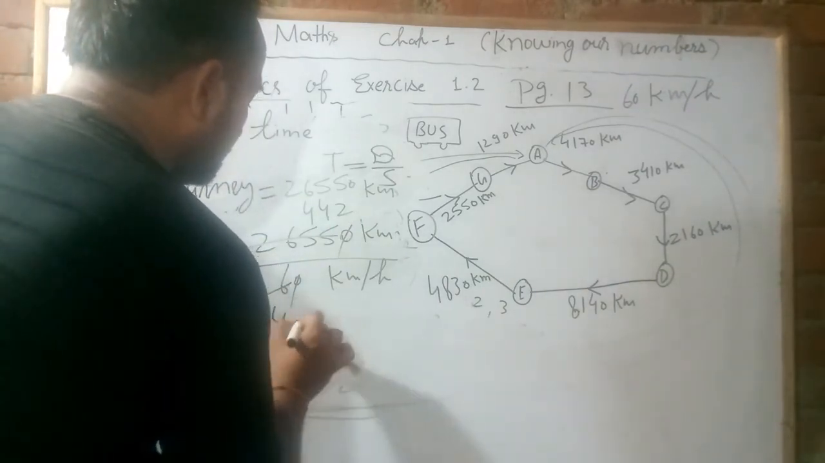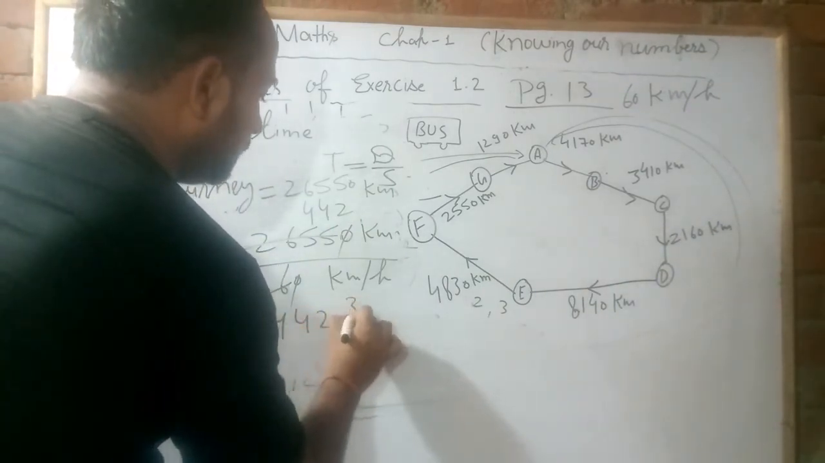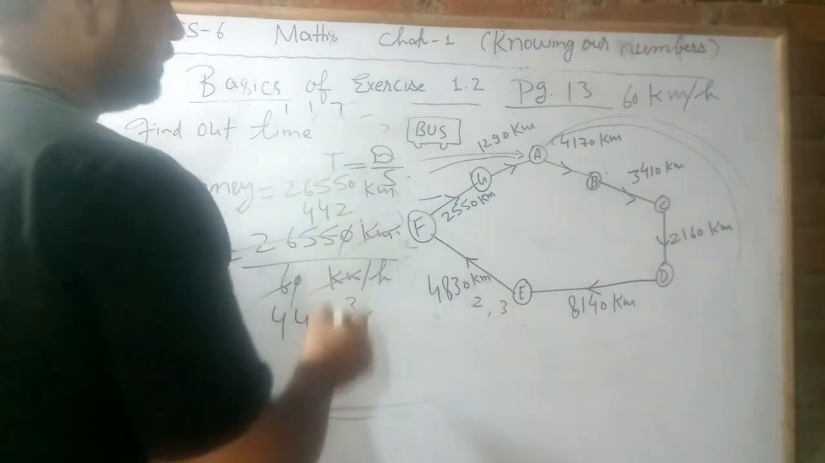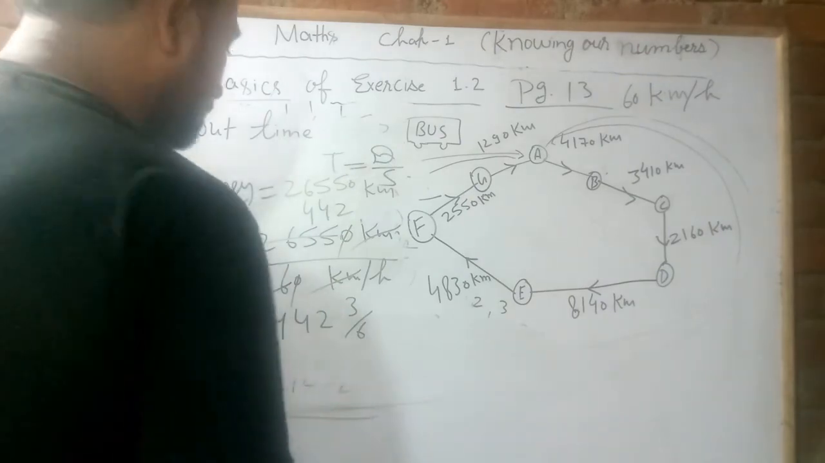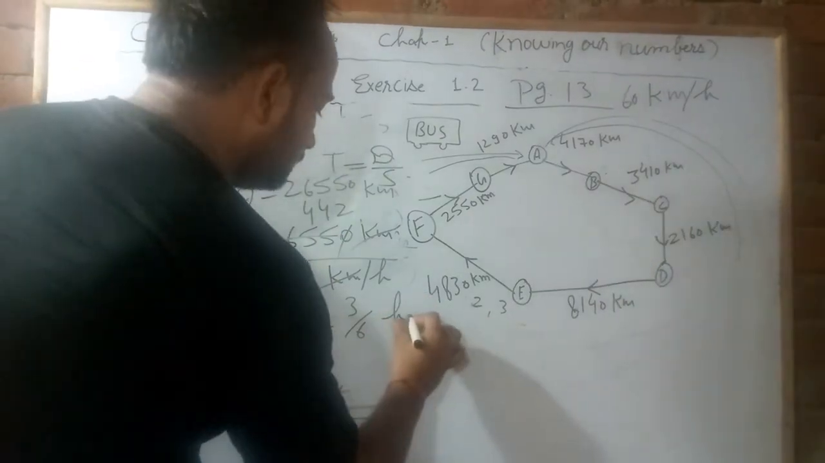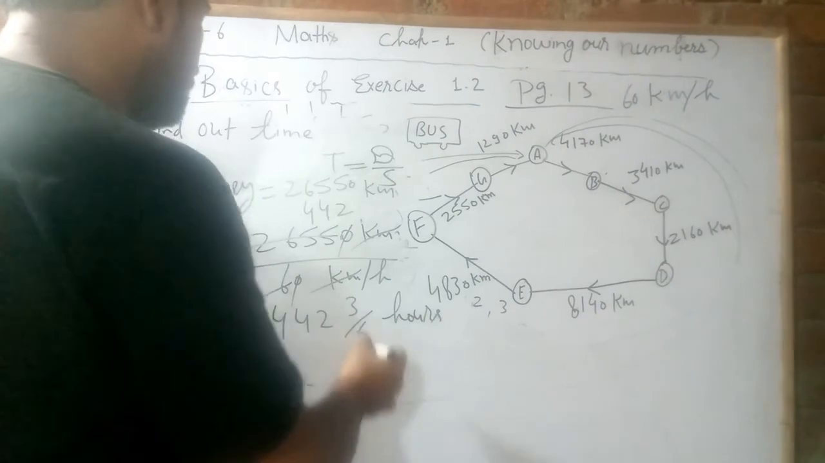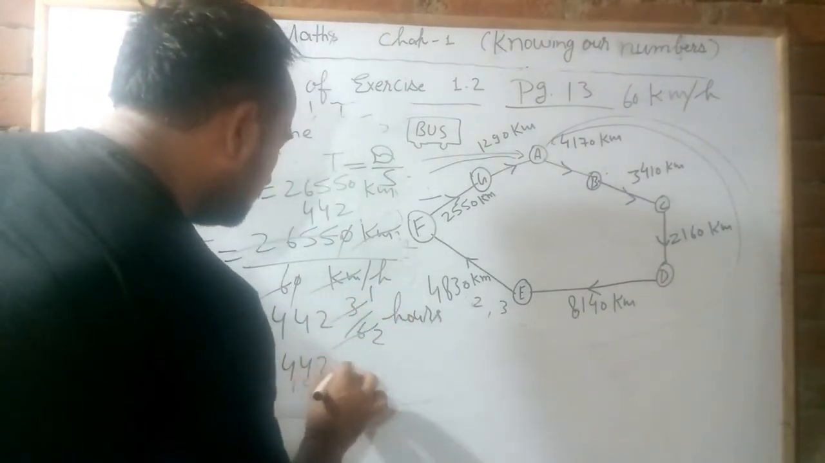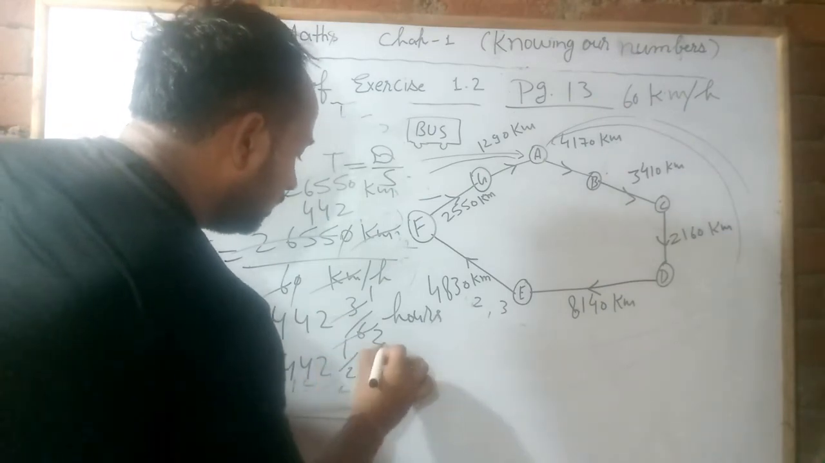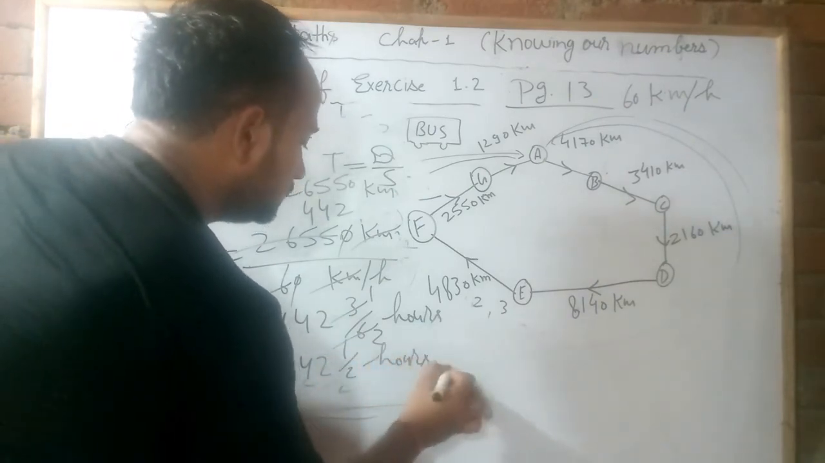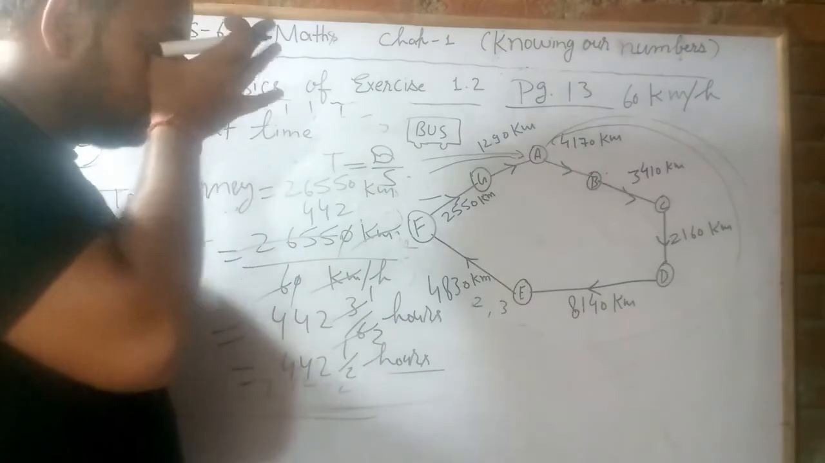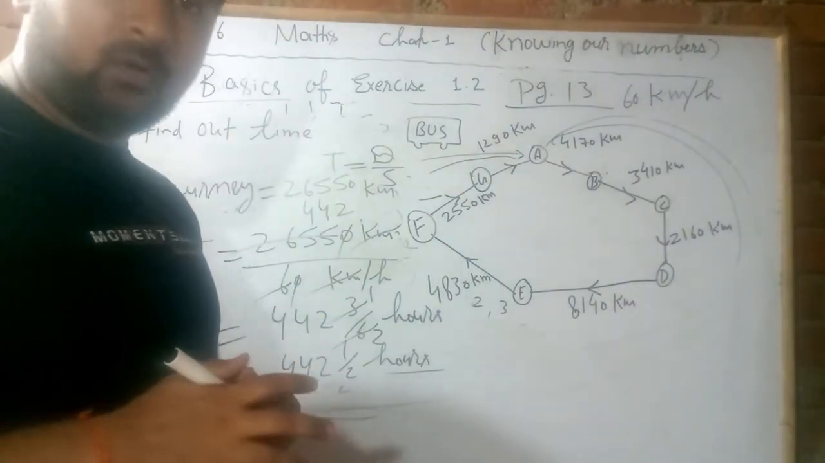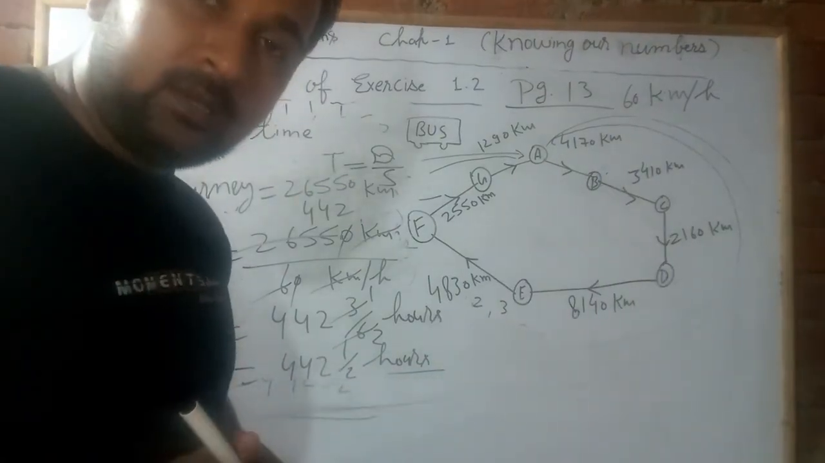So what answer is here? 442, and 3 upon 6. Now kilometer is cut by kilometer. Now what is left? Hours. 3, 1s and 3, 2s. So what answer is 1 upon 2 hours. So this way we have completed this question. Next time we will meet with a new question. So for now, bye. Thanks for watching.